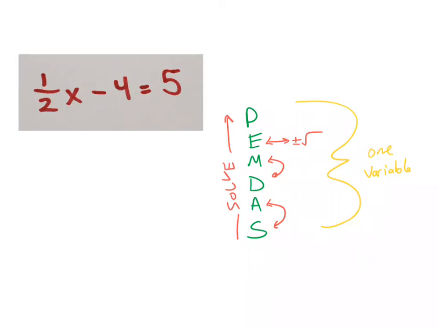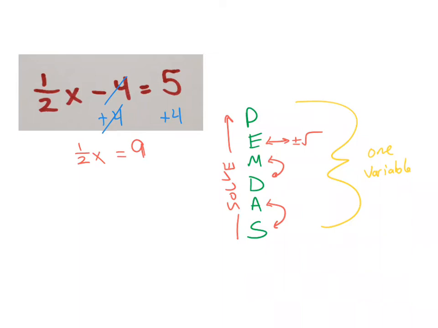So to get rid of subtraction, I have to use addition. That's why I add 4 to both sides. The reason I add 4 to both sides is called the addition property of equality. If you add 4 to one side, you have to do the same to the other side to keep things balanced. Minus 4 plus 4 cancel out. So now I'm left with 1/2 x equals 9.